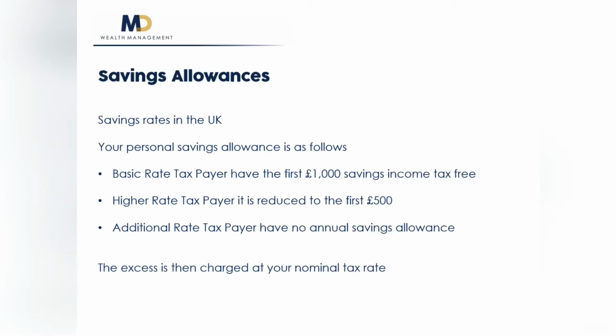You have a savings allowance as well in the UK. On your personal savings, any interest that you earn, the first £1,000 is income tax free if you're a basic rate taxpayer. For a higher rate taxpayer it is reduced to the first £500 being tax free, and if you're an additional rate taxpayer you have no annual savings allowance. The excess is then charged at your nominal tax rate, as mentioned in the first slide.